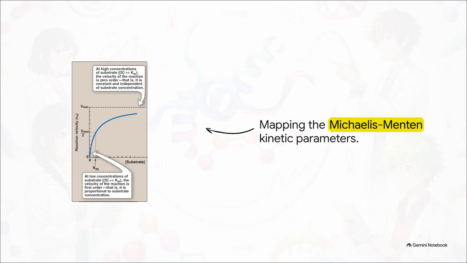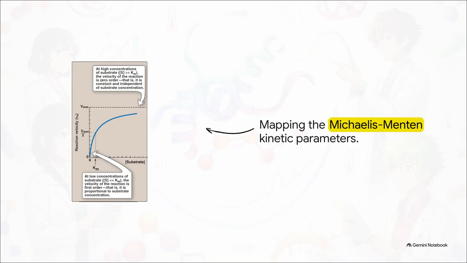Now look at the y-axis, right at the point labeled Vmax over 2. This is exactly half of our maximum speed. If you trace that line over to the curve and then straight down to the x-axis, you hit our second vital parameter, Km, or the Michaelis constant. So the really crucial takeaway here is that Km is the exact substrate concentration required for the enzyme to operate at half of its maximum velocity.